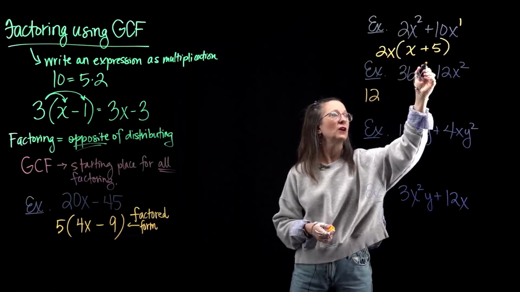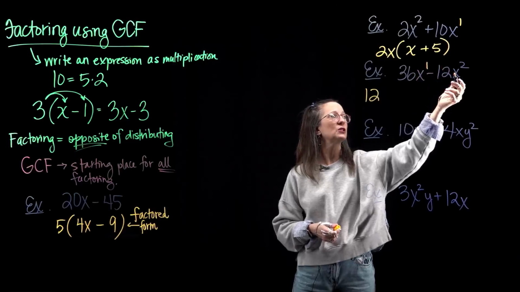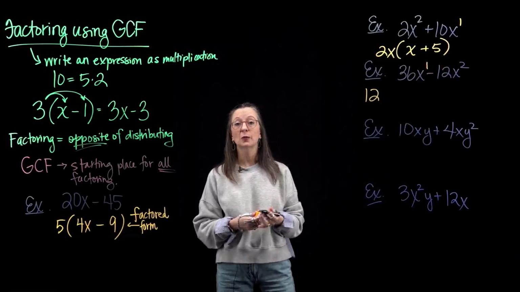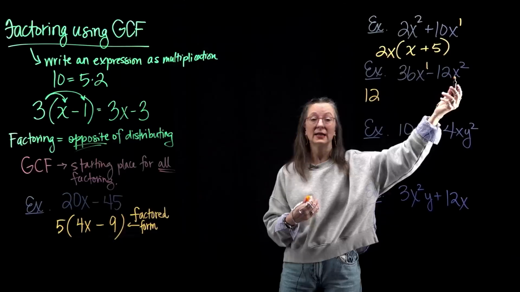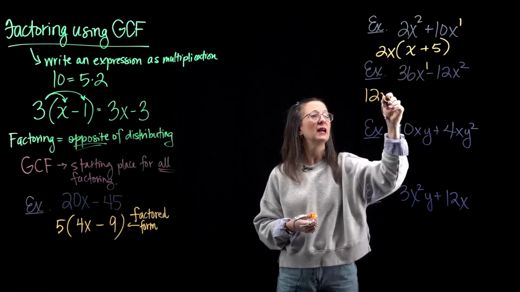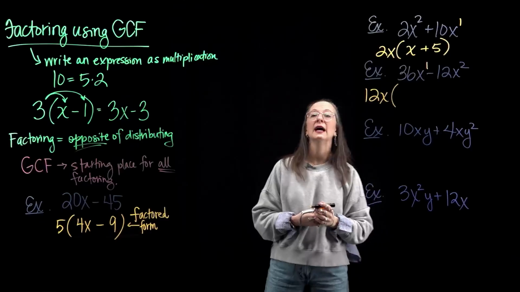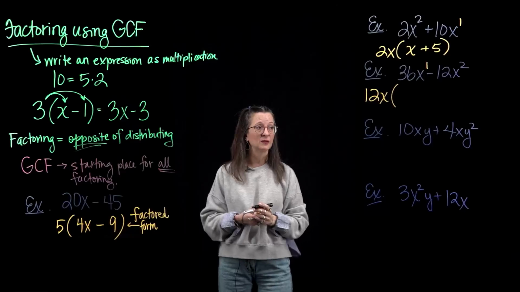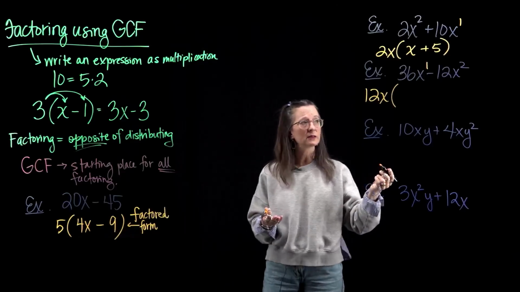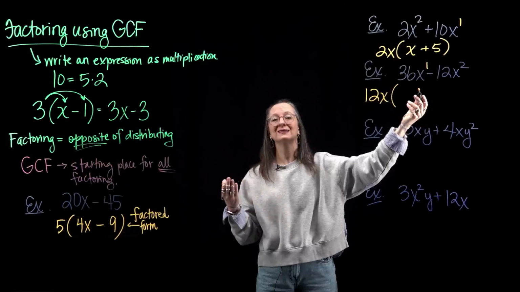Next, we'll look at those variables. So x to the first and x squared, just like the problem above, they both have an x. This one has an x squared, but they both have an x. So we'll factor an x out. So I have 12x written down as my greatest common factor. I'm going to open parentheses and then write down what's left.